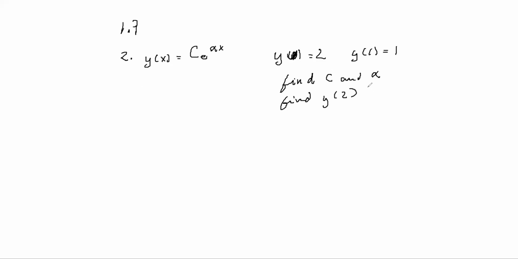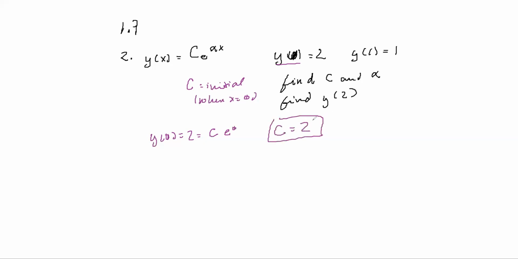Okay, where am I going to start? Which one is going to be easiest to find, c or alpha? Yep, c is going to be the easiest one that we can find because c, we know, is the initial value, when t or x is equal to 0, and we're given y of 0. So y of 0 is equal to 2, which is equal to c e to the 0, so c equals 2. That was easy to find. Now I'm going to rewrite this equation because I know that c equals 2.